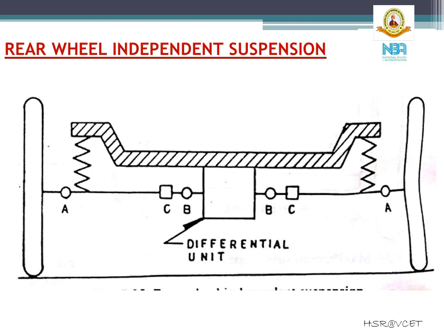Universal couplings A and B keep the wheel vertical, while the sliding coupling C is required to maintain the wheel track constant, thereby avoiding the scrubbing of tires. This method has been used in the De Dion type of axle, which is shown in the next slide.